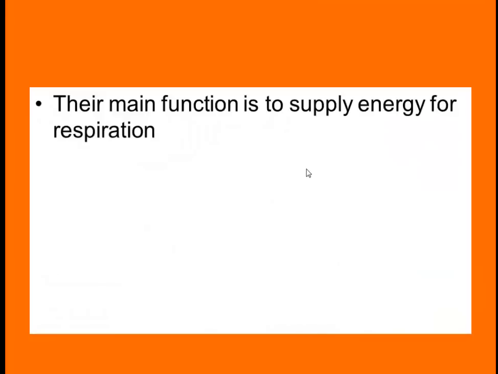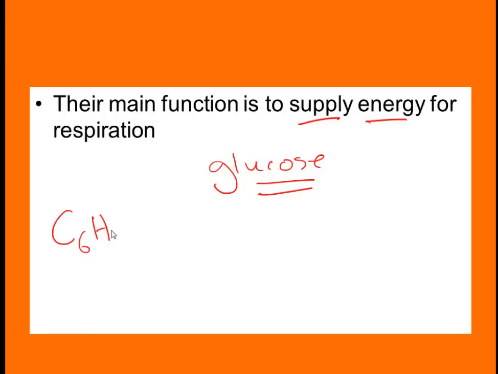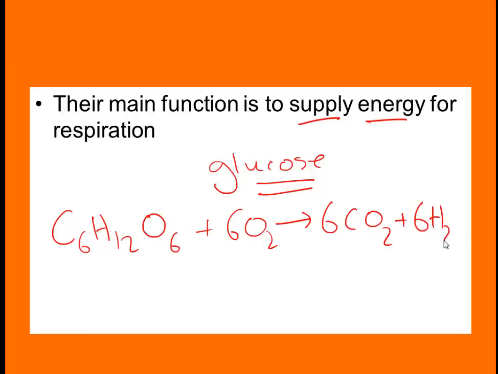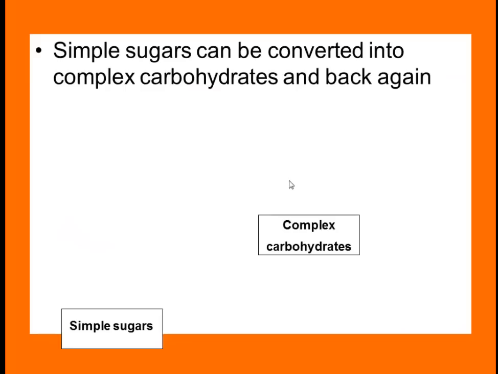The main function of our simple sugars is to supply energy for respiration. Glucose is really good for respiration, and we know the equation for respiration, don't we all? Well, if we don't, here it comes. It is C6H12O6 plus 6O2 goes to 6CO2 plus 6H2O. And that, of course, is the formula for glucose. So they're really good fuel for respiration. Actually, they're not the only fuel for respiration, but they are a simple one to use.